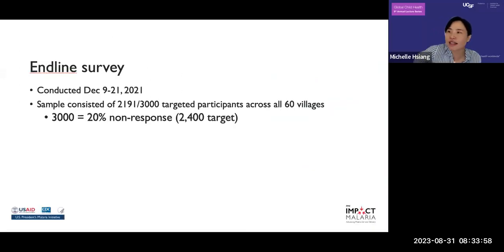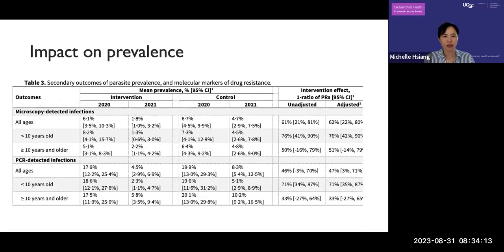We also did an end-line survey, which is like a cross-sectional survey, just like we did at baseline, to measure prevalence of infection. We targeted a little over 2,000 people. And these are the results. And the trends kind of follow what we found with the incidence. So in all ages, if you use microscopy, our effect was 61, 62%. By PCR, it was lower, almost 50%.